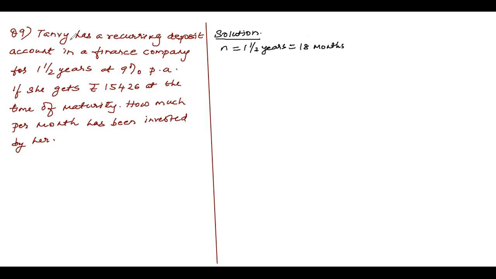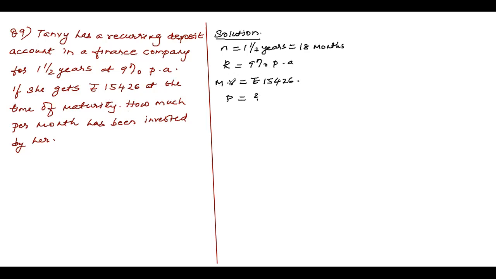Now, again, Tanvi has a recurring deposit account in a finance company for 1.5 years at 9% per annum. This is the rate of interest, 9% per annum. If she gets rupees 15,426 at the time of maturity, so this maturity value is rupees 15,426. Got it? How much per month has she invested? P, they're asking. So just have a look at this question, children.